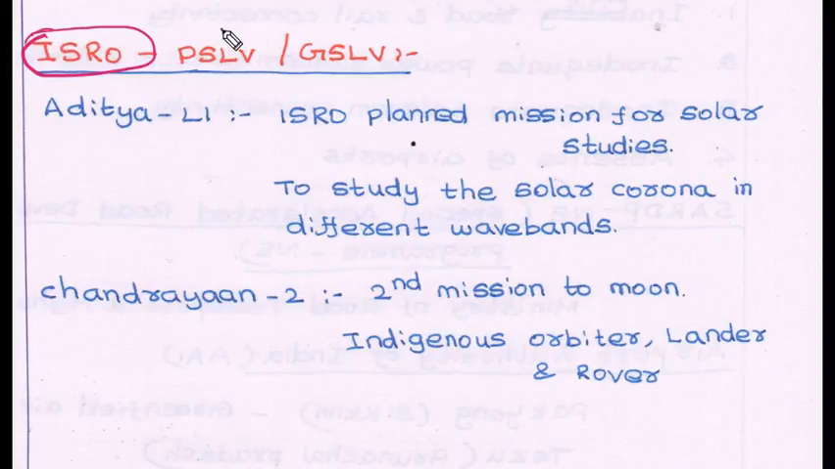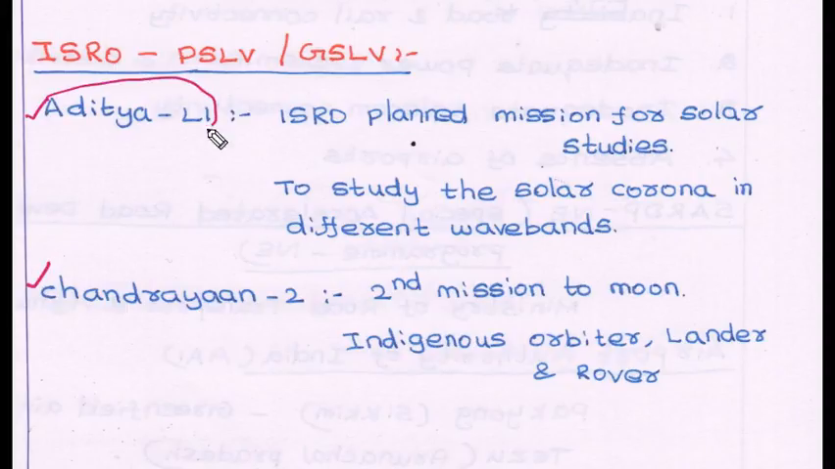ISRO has two important vehicles, PSLV and GSLV. PSLV stands for Polar Satellite Launch Vehicle and GSLV stands for Geosynchronous Satellite Launch Vehicle. Out of the two, at present PSLV is the workhorse of the ISRO. And also two future missions came in the news.